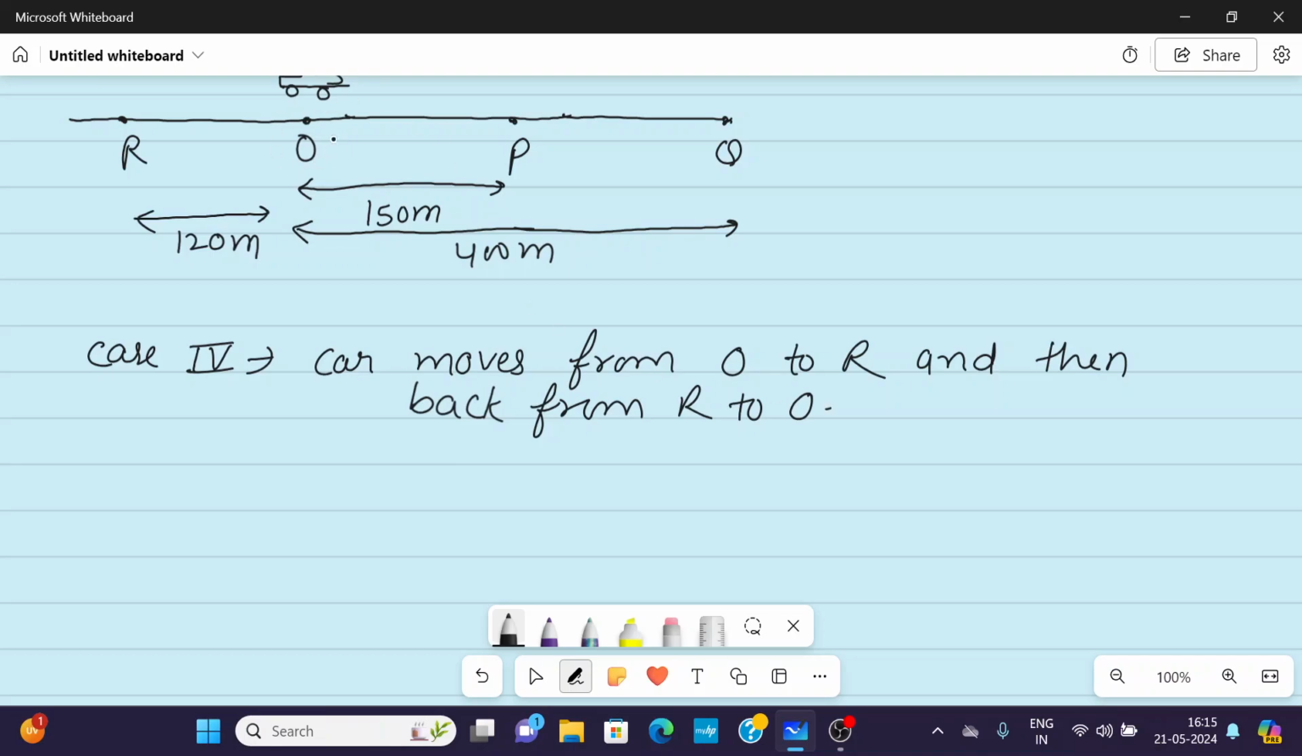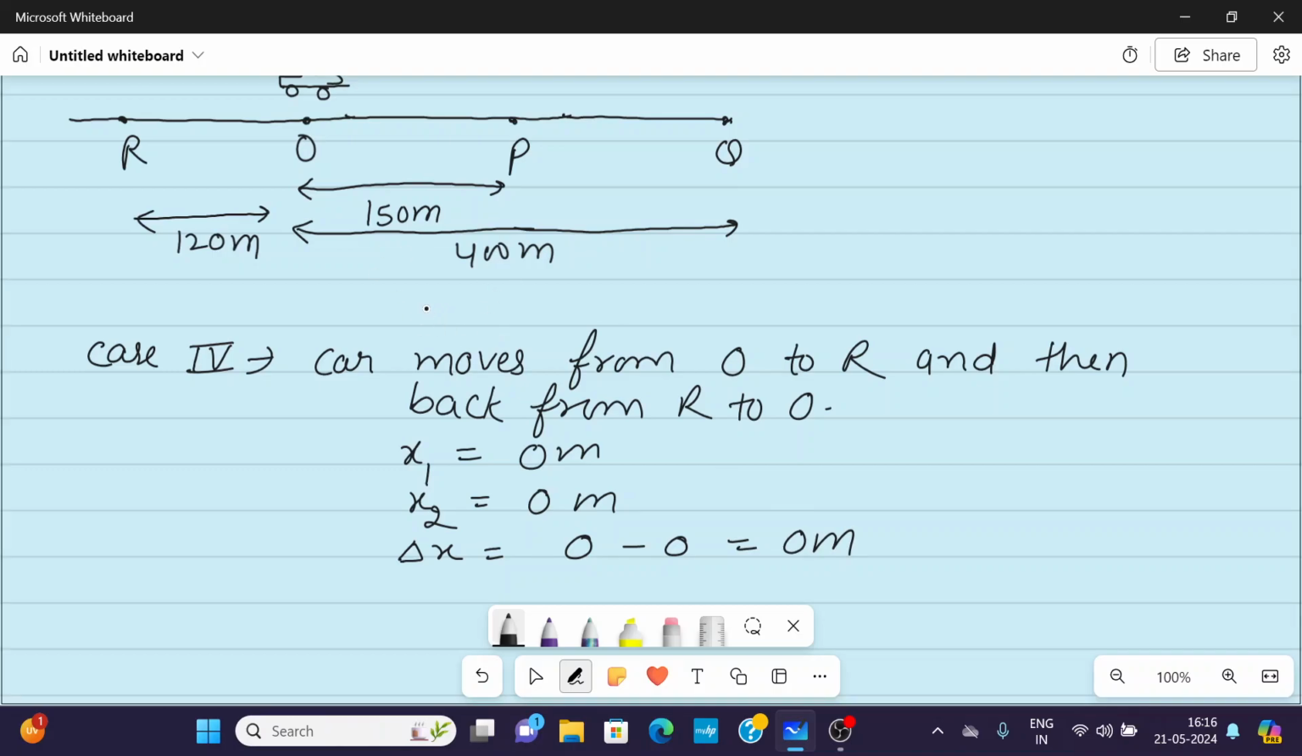In this case, initial position of car is at origin and final position is also at origin. So initial and final position are same. So displacement here is 0. In this case, initial position of car is at 0 meter from the origin because it is at origin, and final position is also at origin. So it is also at 0 meter from the origin. So displacement in this case is 0 minus 0, which comes out to be 0 meter. So we can see from here that displacement can be 0 also.